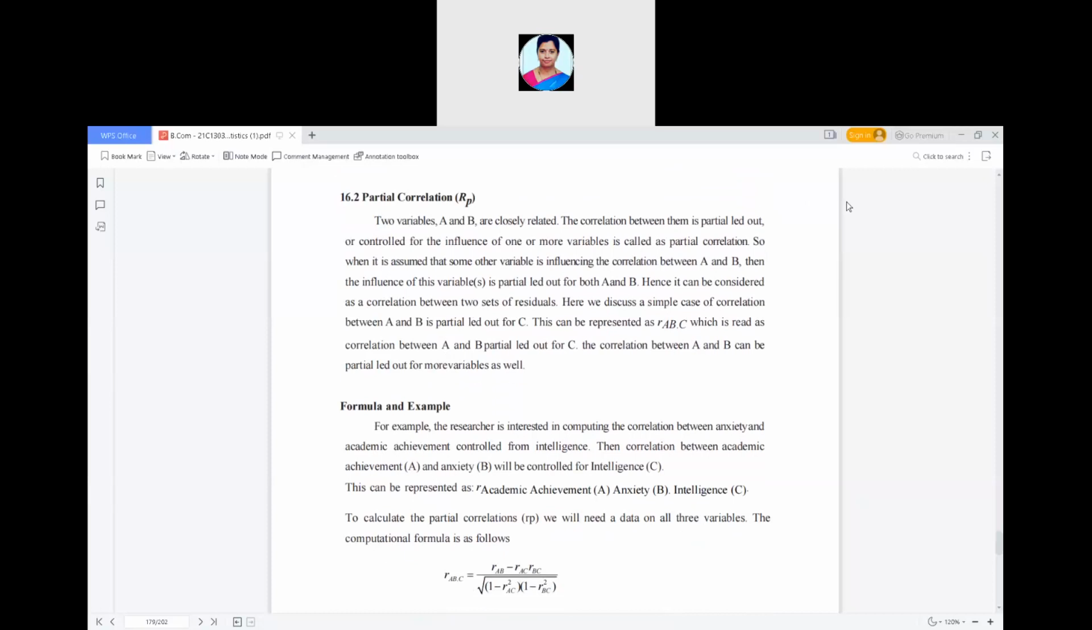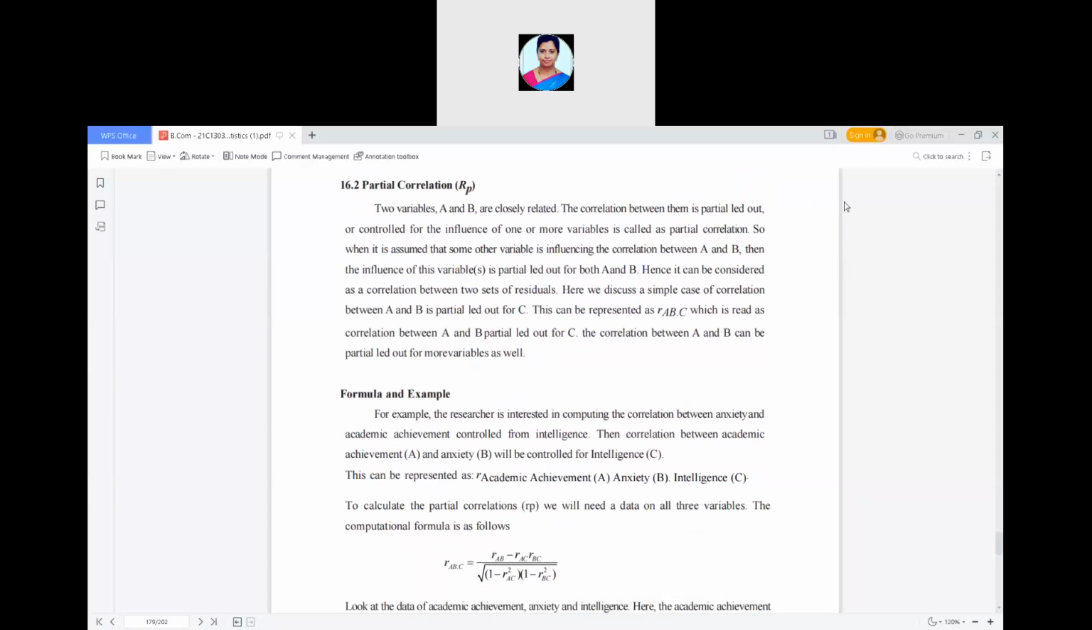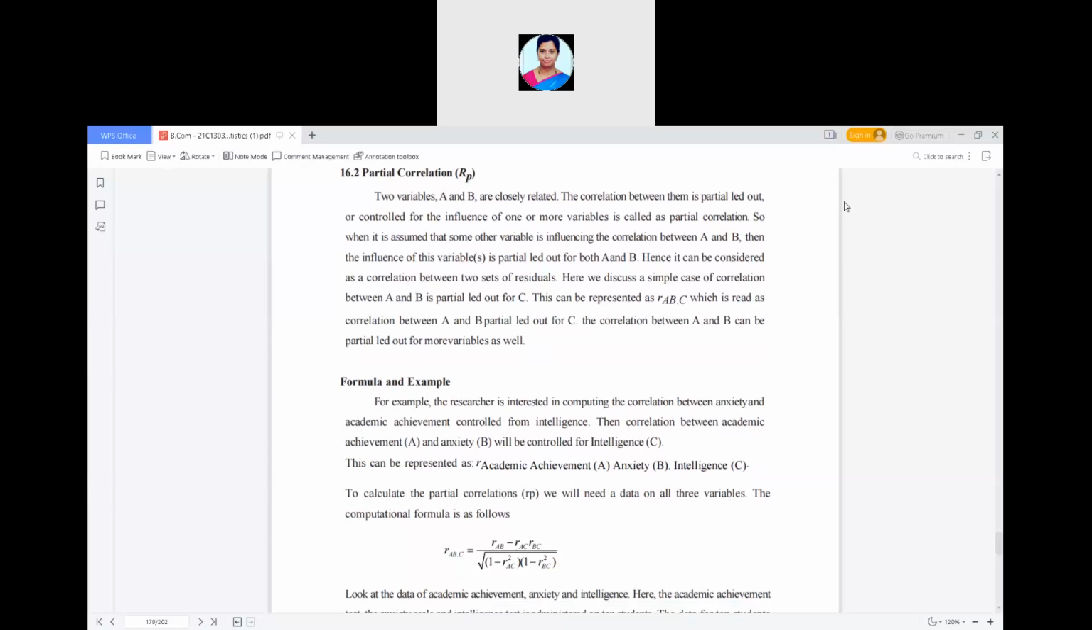Then the correlation between academic achievement and anxiety will be controlled for intelligence. This can be represented as R A B dot C. We are representing achievement by A, anxiety by B, and the controlled variable, intelligence, by C. So these are the suffixes we are using: A, B, C.